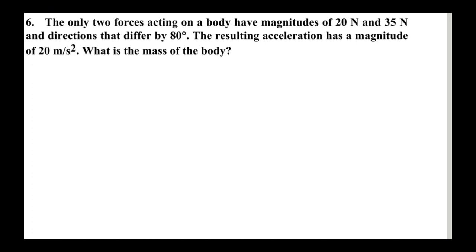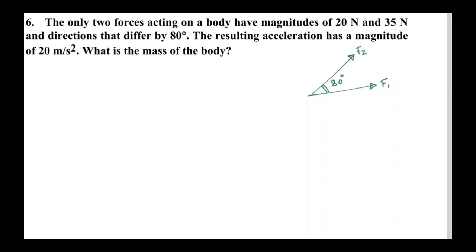The only two forces acting on a body have magnitudes of 20 newtons and 35 newtons and directions that differ by 80 degrees. The resulting acceleration has a magnitude of 20 meters per second square. What is the mass of the body? Now we have here actually two forces, F1 and F2. This one F2, and the angle between them is 80 degrees.